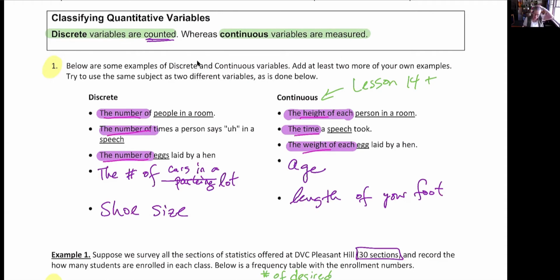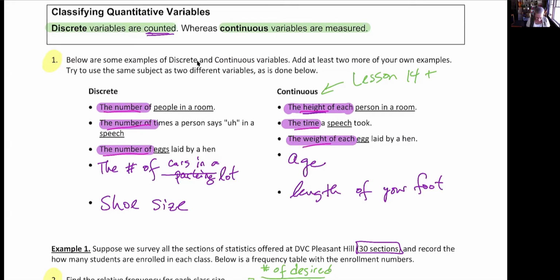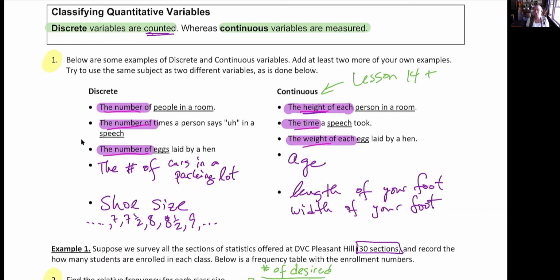So shoe size is one of the few ones that I could think of that wasn't a counting of something. It's a hard one because counting is what we're doing most often, because your options are only 7, 7.5, 8, 8.5, 9, etc. But if we were doing the width of a foot, then that would be continuous, because we're taking into account everything in between, whereas discrete, it's just the concrete shoe size.